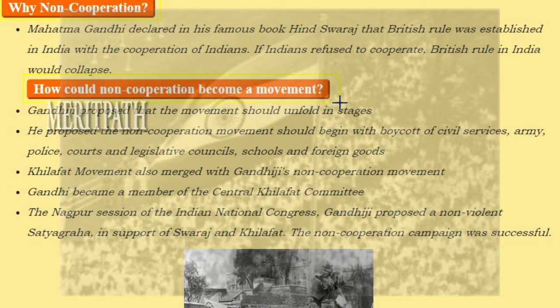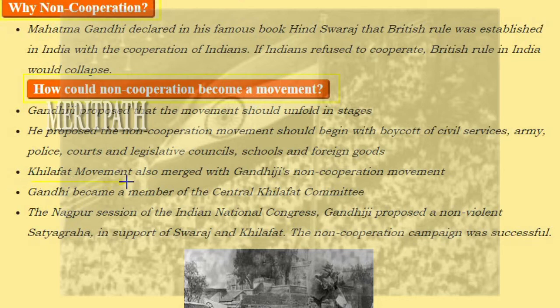Gandhiji proposed that the movement should unfold in stages. He proposed the non-cooperation movement should begin with boycott of civil services, army, police, courts and legislative councils, schools and foreign goods.